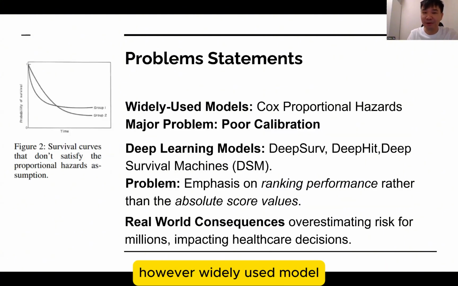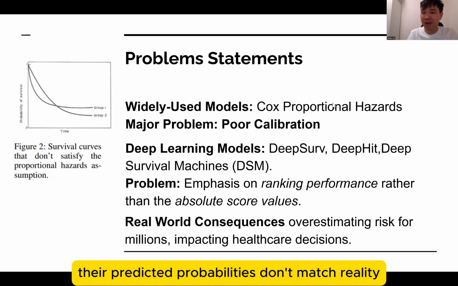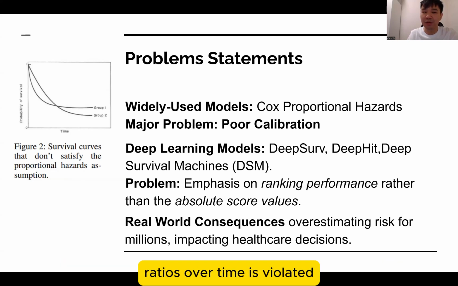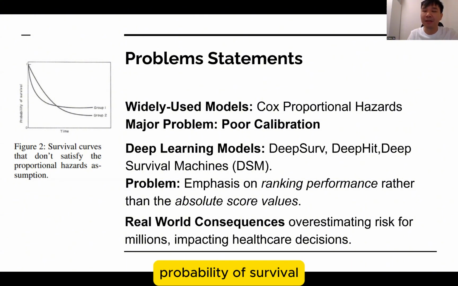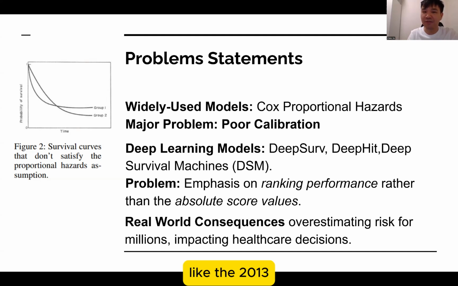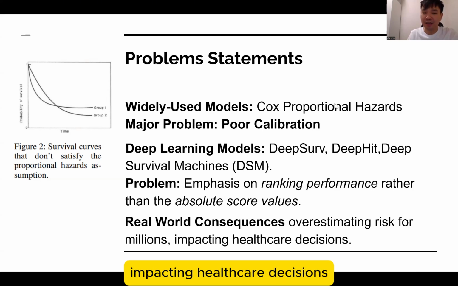However, widely used models like the Cox Proportional Hazards model often suffer from poor calibration. Their predicted probabilities don't match reality, especially when the assumption of constant hazard ratios over time is violated. Even recent deep learning models, while better at ranking patients by risk, still struggle with predicting the exact probability of survival. This leads to significant real-world consequences, like the 2013 Pooled Cohort Equations overestimating risk for millions, impacting healthcare decisions.